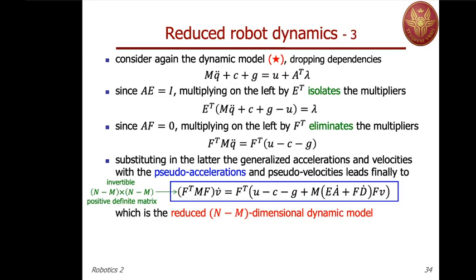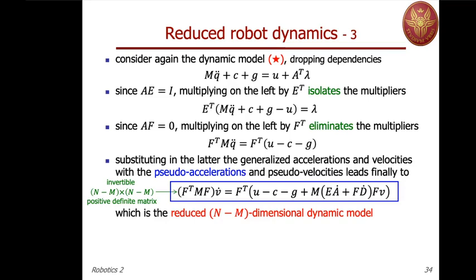On the right hand side, we have all the rest, reorganizing terms, once we substitute the expression of Q double dot in terms of v dot and the rest. So we have F transpose times U minus C minus G, and then all the terms that come from the geometric derivation that we have done so far. So we end up with a reduced n minus m dimensional dynamic model.